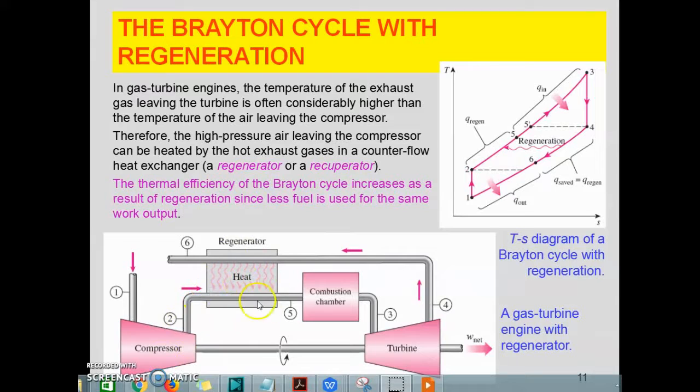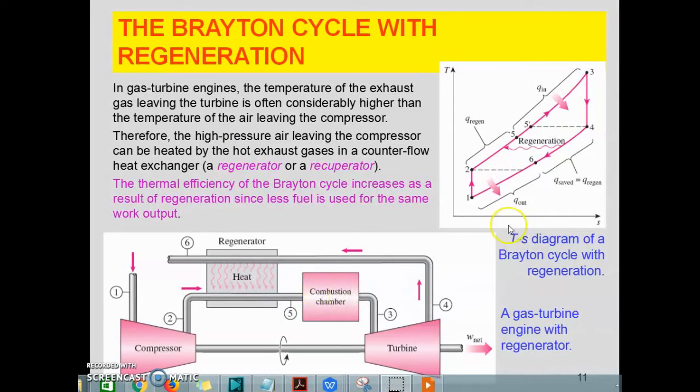When we preheat the air here, it will help combust the fuel, so it will increase the efficiency. Therefore, the high pressure air leaving the compressor can be heated by the hot exhaust gas in a counterflow heat exchanger. So this is the heat exchanger. The hot exhaust gas here, we can use it to preheat the air, to help the combustion become more efficient. The thermal efficiency of the Brayton cycle increases as a result of regeneration, since less fuel is used for the same work output. So if the air that we use for combustion is in a hot condition, it can reduce the usage of fuel.